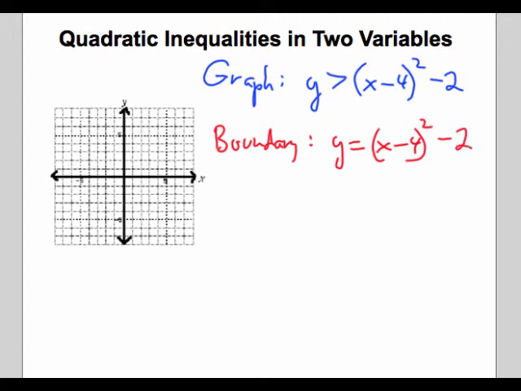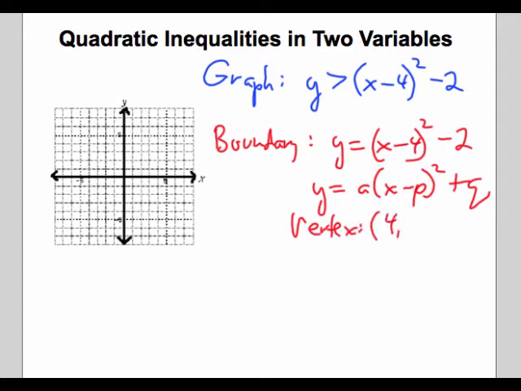Well, hopefully we recognize this equation as the standard form of a parabola, which we studied earlier. From that, we know that the vertex of the graph is 4, negative 2. So 4, negative 2 is here. Because the leading coefficient on the square is positive, we know the graph opens up.